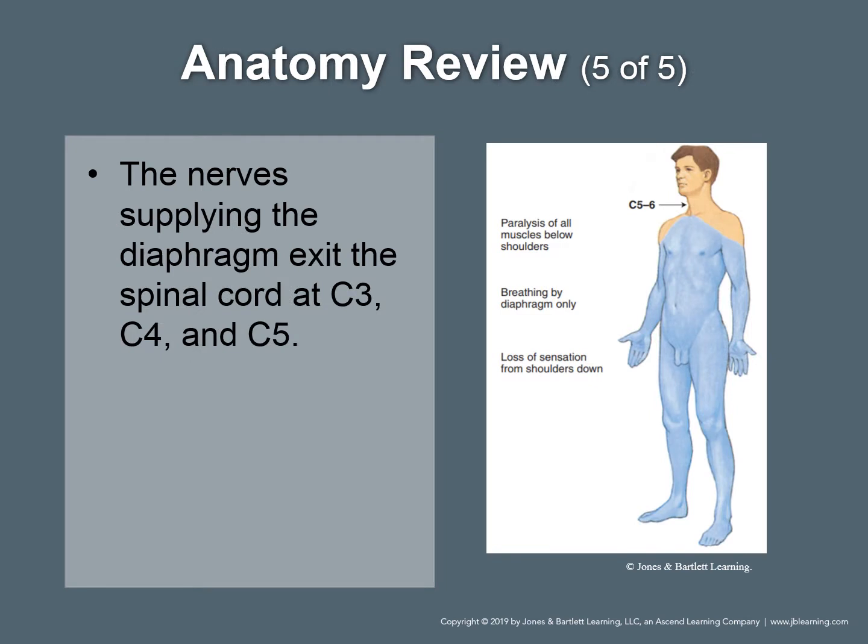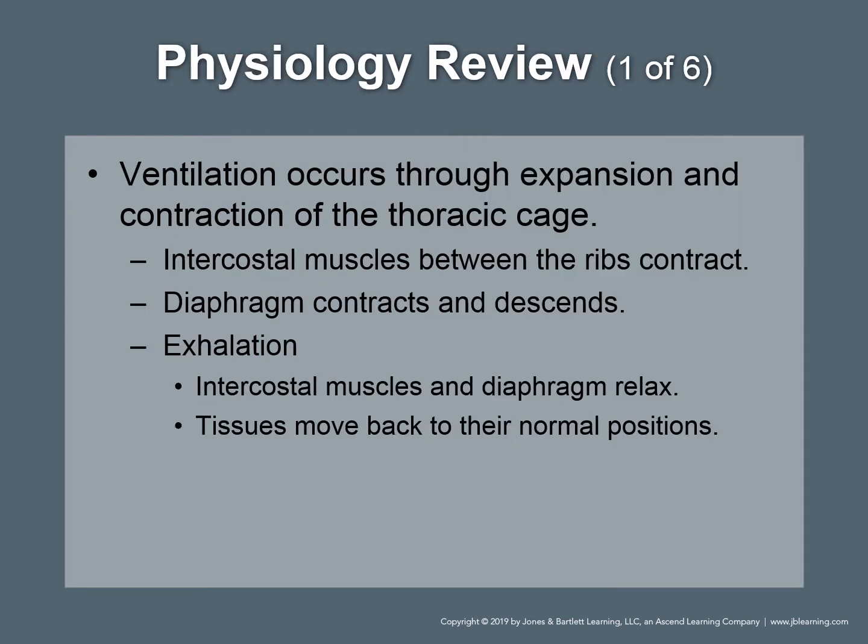The nerve supplying the diaphragm is your C3, 4, 5. We talked about this in spinal cord injuries. C3, 4, 5 keep you alive. That's what causes your diaphragm to contract and relax. So if you have a spinal cord fracture at C3, 4, 5, your diaphragm is not going to work, and that non-working diaphragm is going to cause respiratory compromise. Ventilation occurs through expansion and contraction of the thoracic cage.